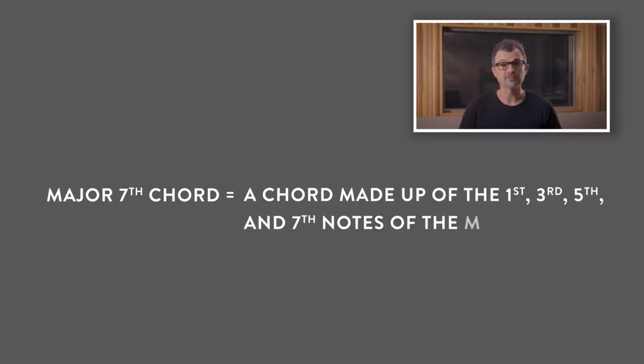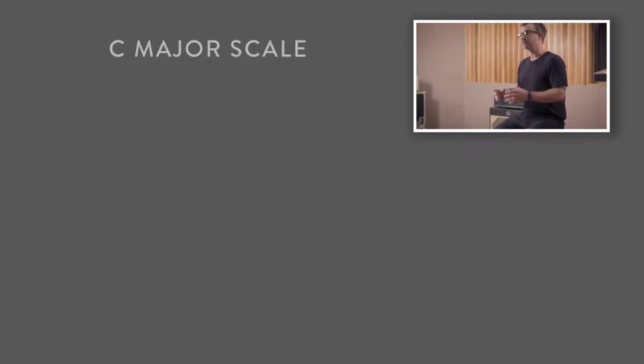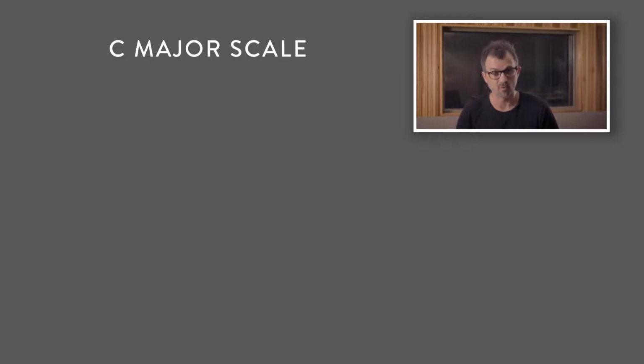Now, the other chord that we're going to discuss that's made up of notes in the major scale is the major 7th chord. The major 7th chord has a formula as well. The major 7th chord is constructed of the 1st, 3rd, 5th, and 7th notes of the corresponding major scale. So let's construct the C major 7th chord.